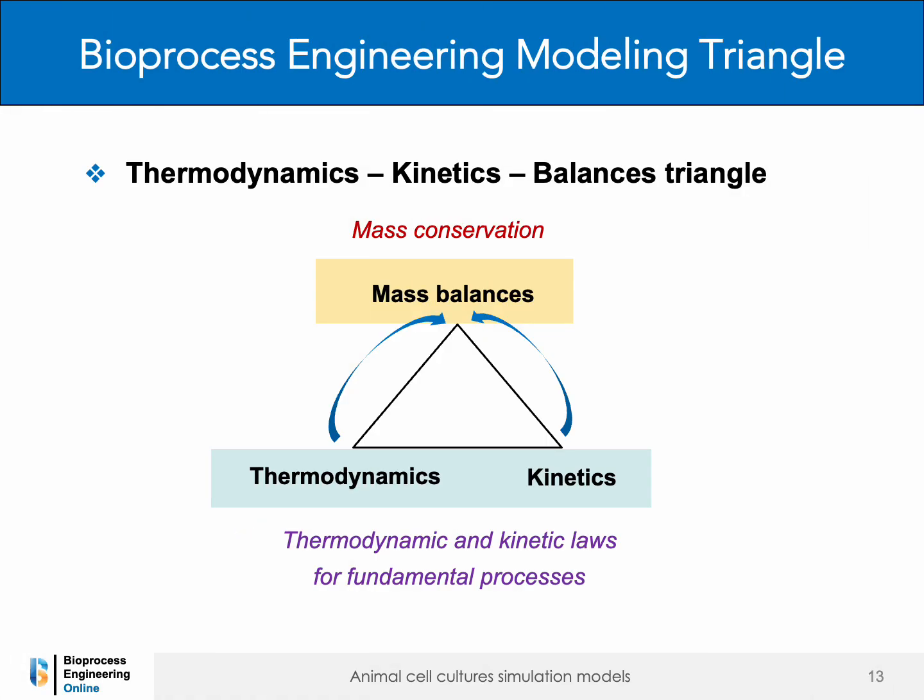After identifying the fundamental phenomena that govern an animal cell culture bioreactor, the next step is to develop the mathematical equations that describe how the concentrations of the different culture components change over time. This modeling approach is based on the modeling triangle, a fundamental framework in bioprocess engineering. It combines material balance equations, which are derived from the principle of mass conservation, with the thermodynamic and kinetic laws that describe the underlying physical and biochemical processes. Together, these equations form a dynamic simulation model capable of predicting the behavior of the cell culture over time.